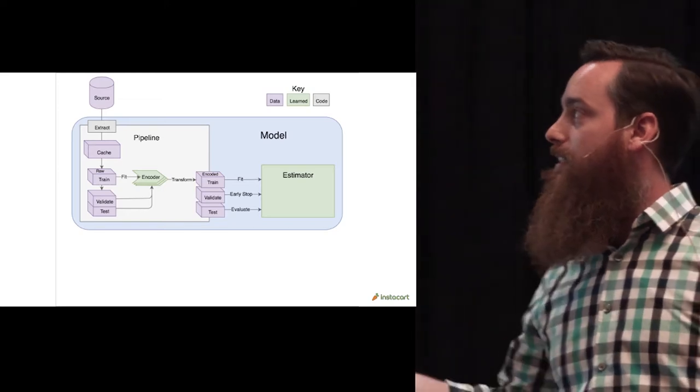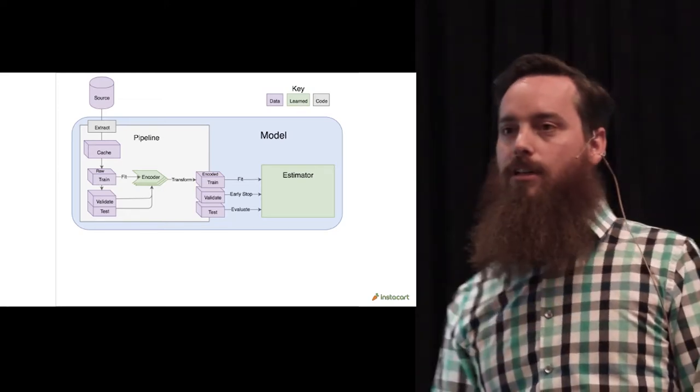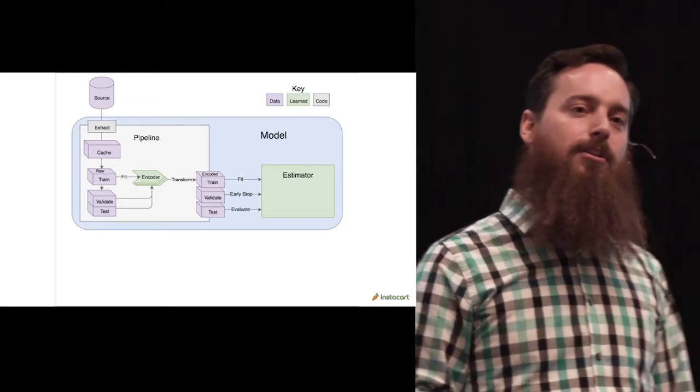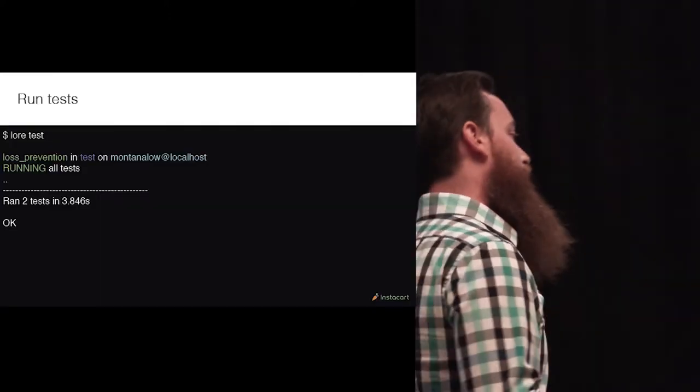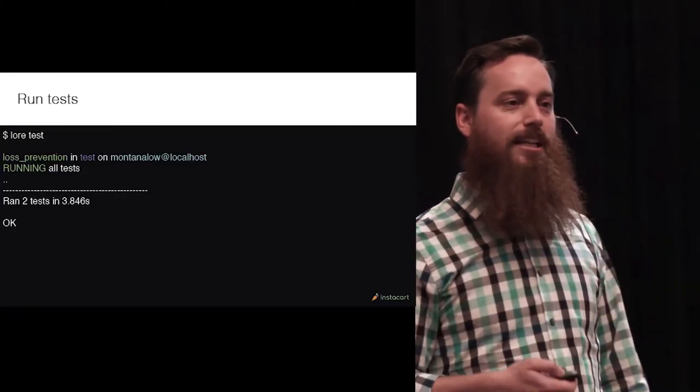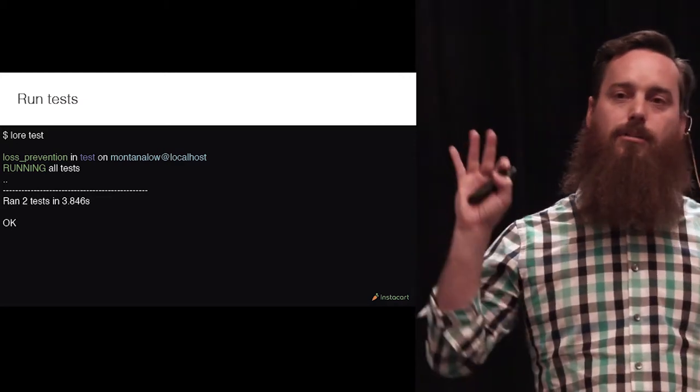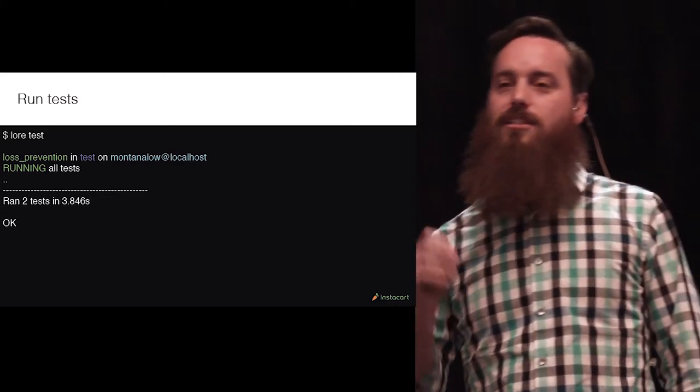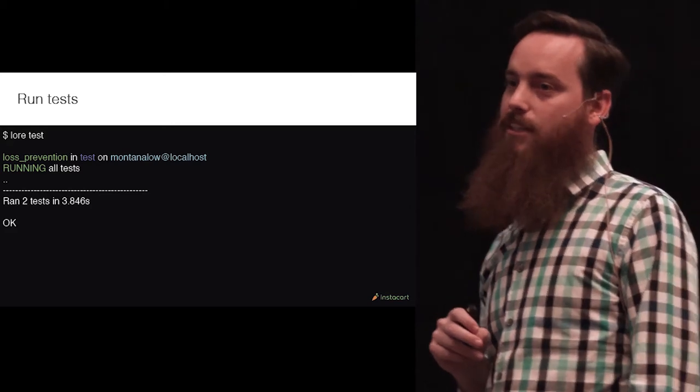So that basically gets us our full model. That is a machine learning model. You have all this now. You can then go back to your command line. You can run lore test. You can make sure you didn't make any typos. This will build the model. It will run the SQL against your test database that you've already set up.